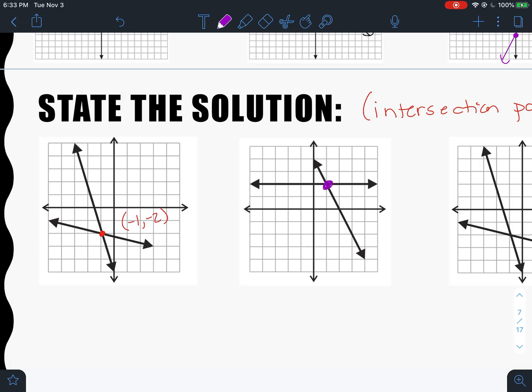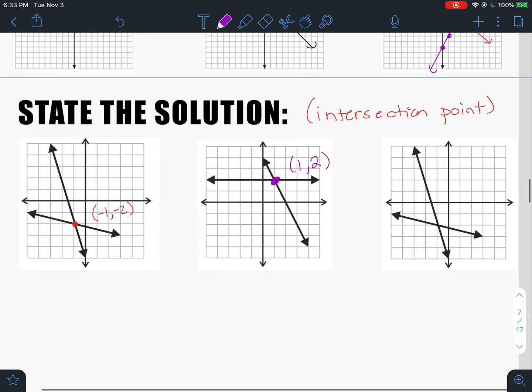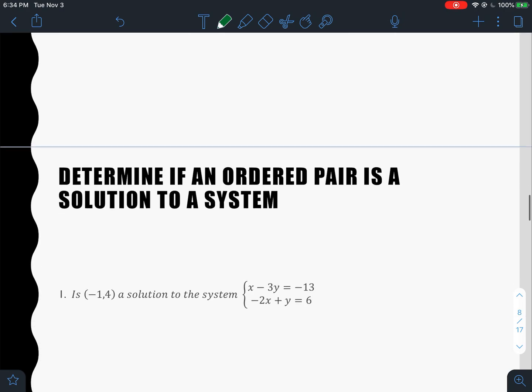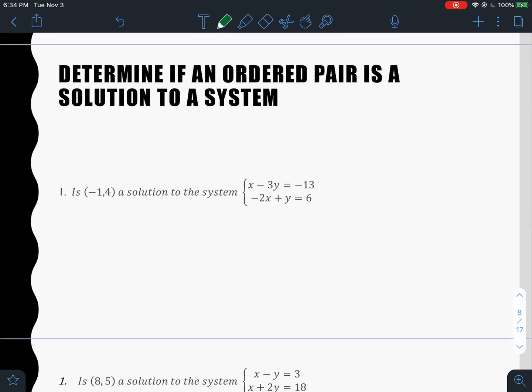On the next one, where do they intersect? It looks like they intersect right here, and that is the solution. X is equal to 1 and y is equal to 2. So it looks like those would intersect at the point 1, 2. Why don't you guys pause the video and try the next one? Where do those two lines intersect? So it looks like these two lines intersect at this point right here, and it looks to be the point negative 1, negative 2 again. So again, the solution to a system of equations is the point where the two lines would intersect each other.